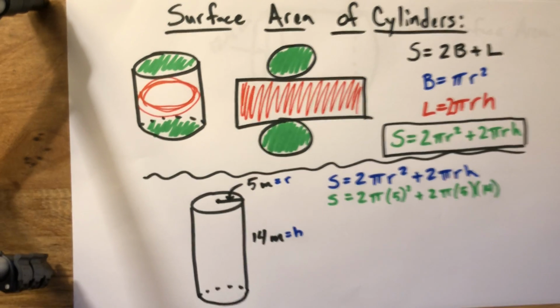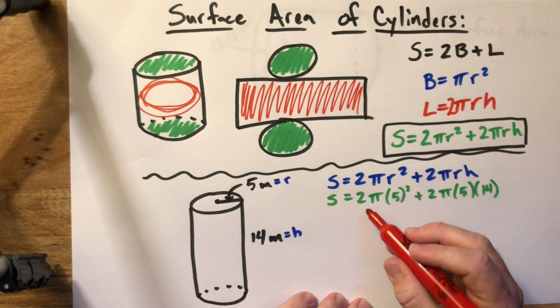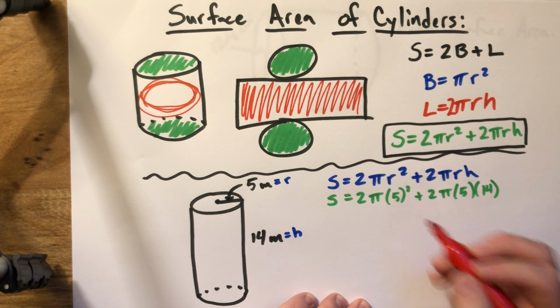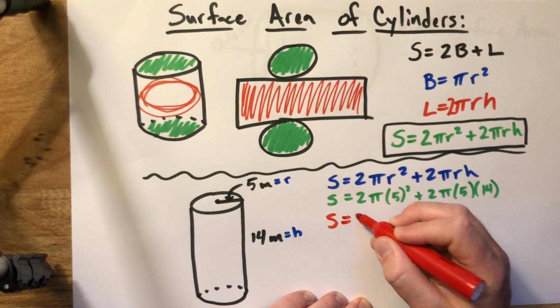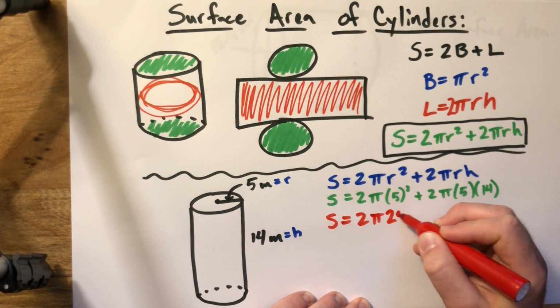Let's take a look here. We have 2 times pi times 5 squared. That's squared first, so we're going to multiply 5 times 5. So let's go 2 times pi times 25.